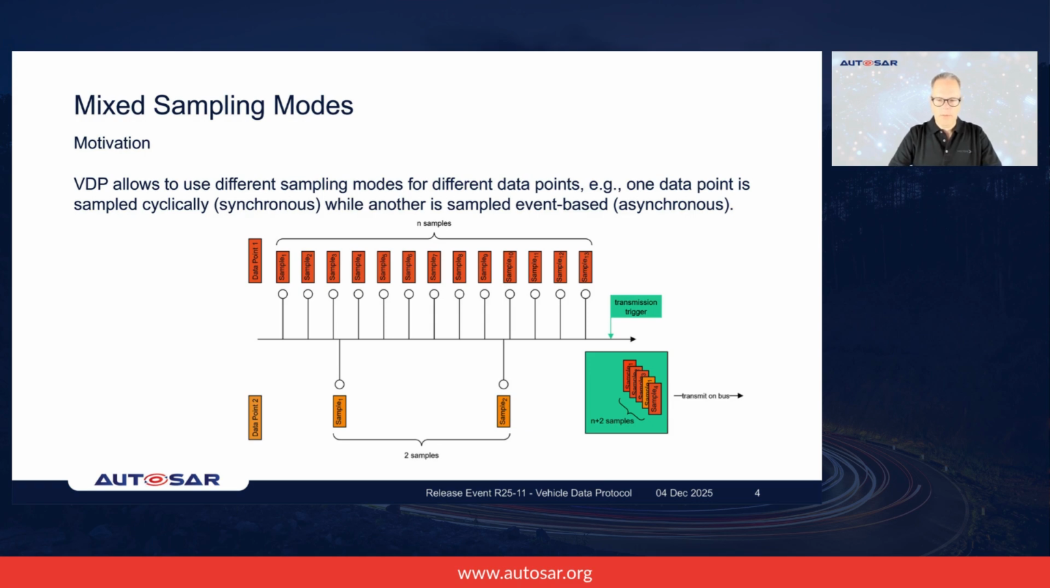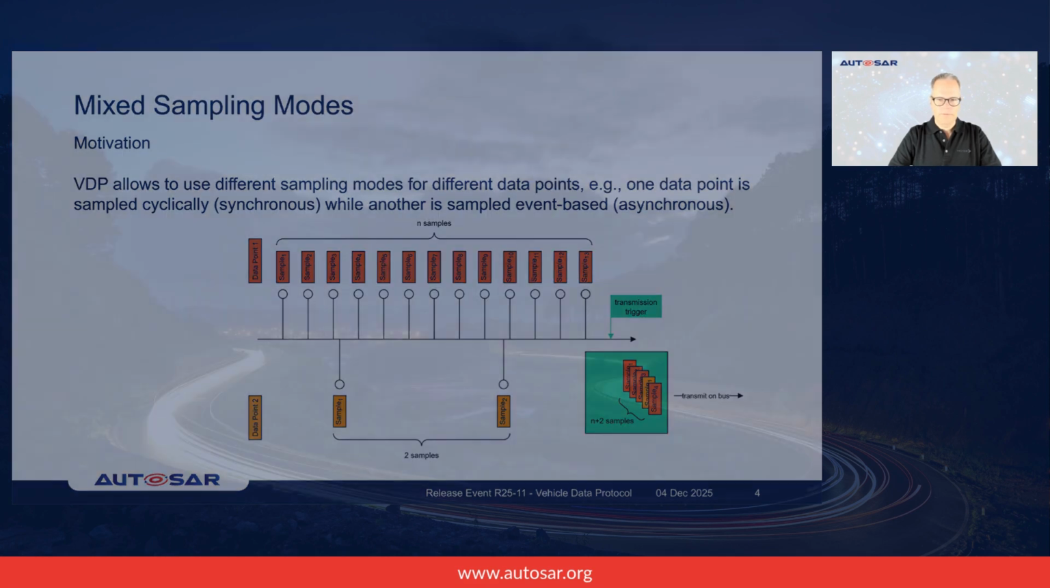Here we see an example with two data points. Data point 1 is configured to sample cyclically, and data point 2 samples event-based. The samples for data point 2 are fired in between the cyclic samples of data point 1. All samples will be collected and transmitted on the bus according to the transmit trigger.